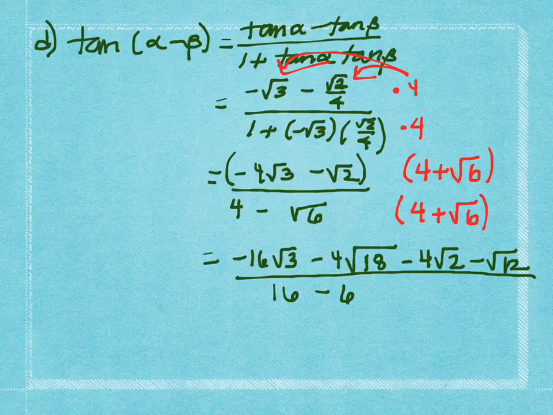All right. I need to simplify this numerator because some of these can simplify. Obviously, square root of 3, we're stuck with that. But the square root of 18 can simplify. To what?